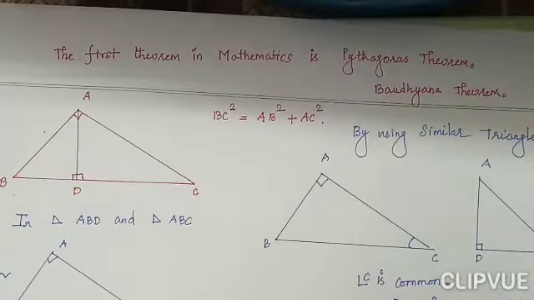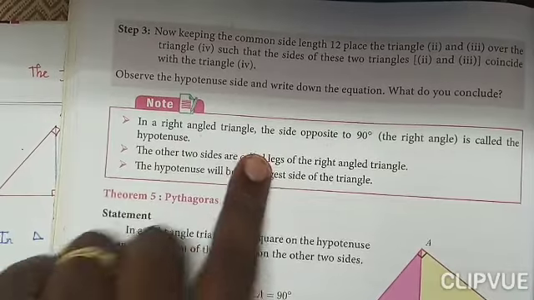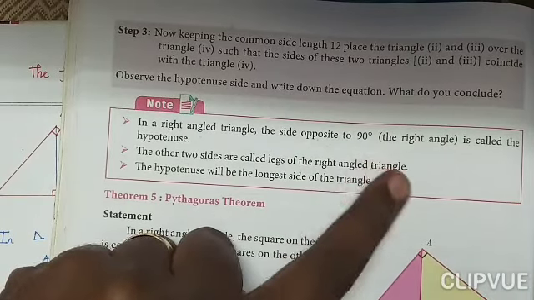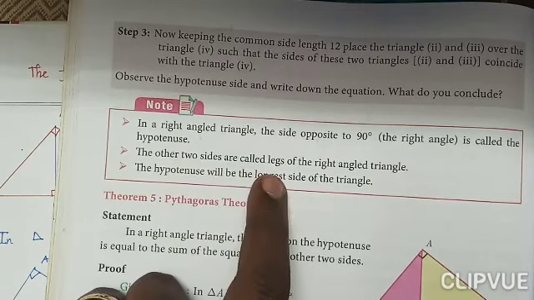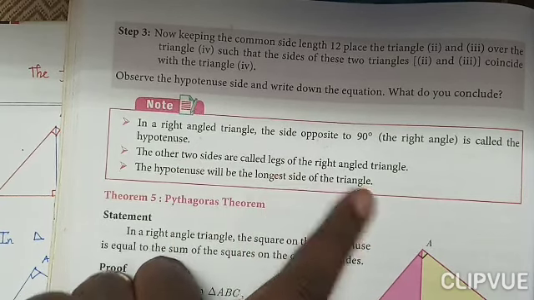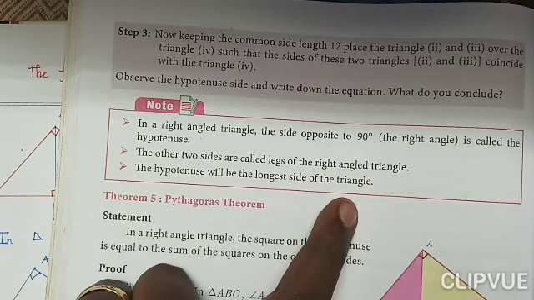Okay. So listen. In a right angled triangle, the side opposite to 90 degree is called the hypotenuse, you know very well, and the other two sides are called legs of the right angled triangle. The hypotenuse will be the longest side of the triangle. These you know very well.